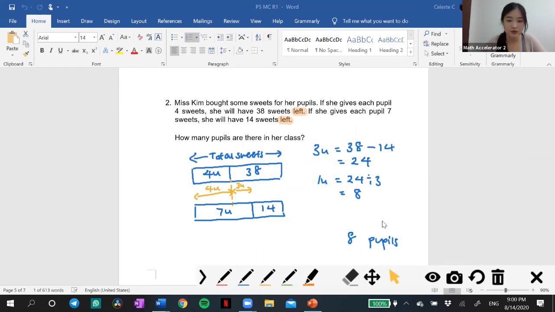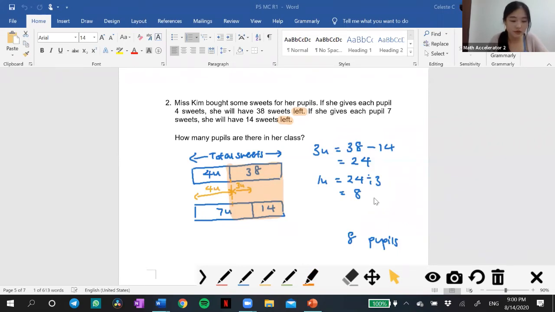Why should you minus 14? Well, you have to take note of this part. Okay, the highlighted portion. This 38 is made up of 3 units plus 14. So to get my 3 units, I must take 38 minus away the 14 to find out 3 units represents how many sweets. You have to write down this.